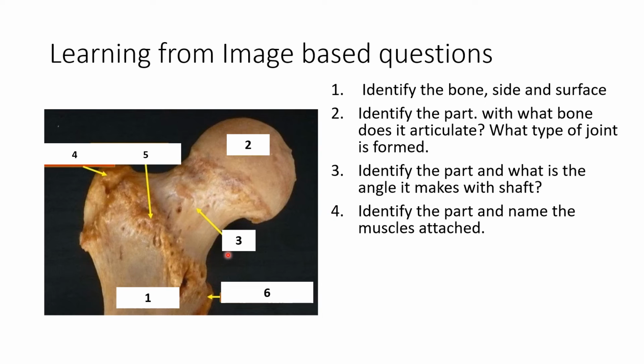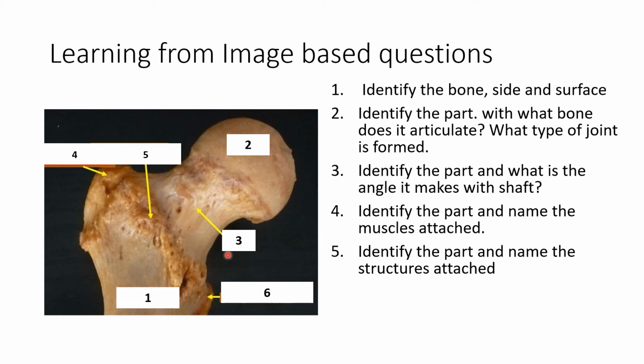Then coming to the next question. See the fifth one. What is it? Try to recollect. What do you call that one? That is seen on the anterior surface. So this is the intertrochanteric line. Intertrochanteric line. And then what is attached to it?